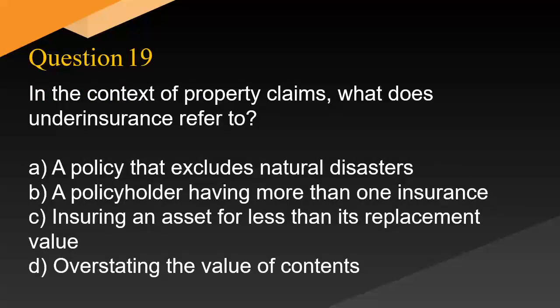In the context of property claims, what does underinsurance refer to? A. A policy that excludes natural disasters. B. A policyholder having more than one insurance. C. Insuring an asset for less than its replacement value. D. Overstating the value of contents.